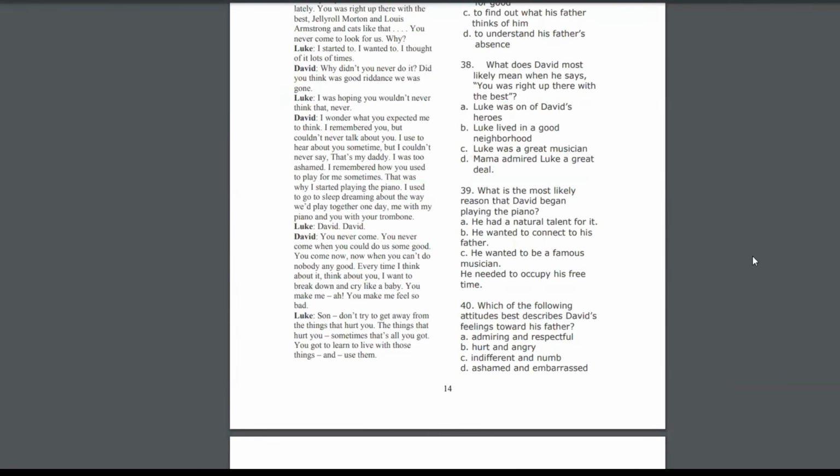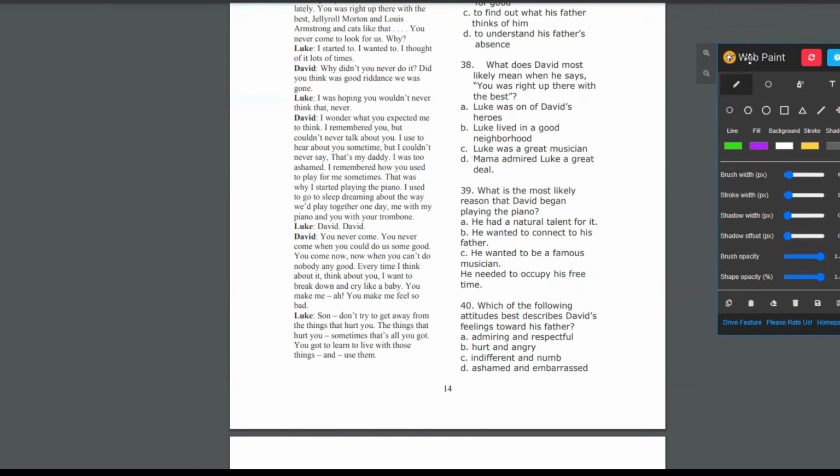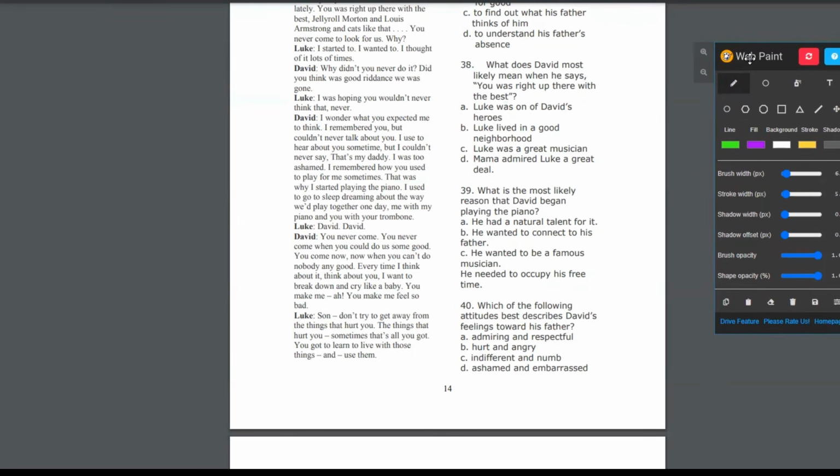All right, and then 40, which of the following attitudes best describes David's feelings toward his father? So we know, of course, it started out real cordial, like, hey, what happened? You were one of the greats. I was always thinking of you. I want to learn how to play because I wanted to play with you. And then he transitions into expressing how he really feels. Like, I'm really upset, you never come. You never come when you could do us some good. You come now when you can't do anybody any good.